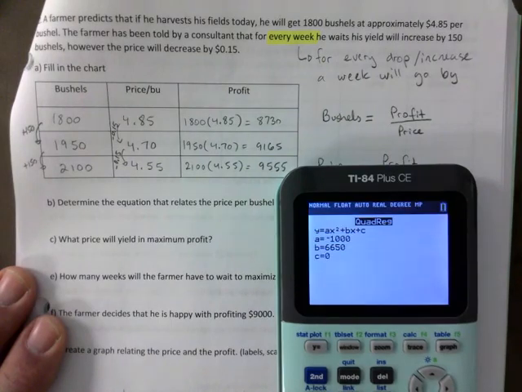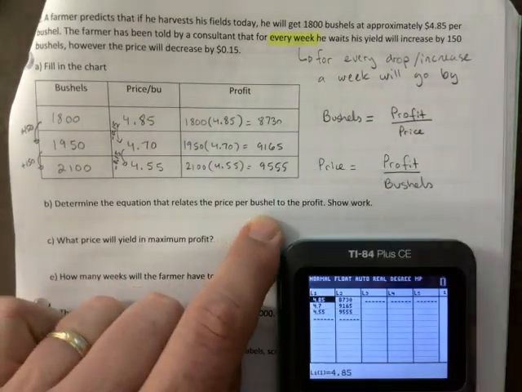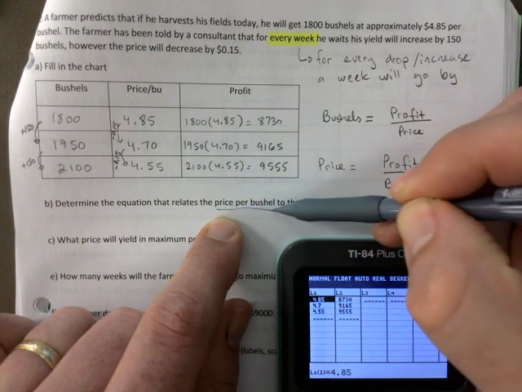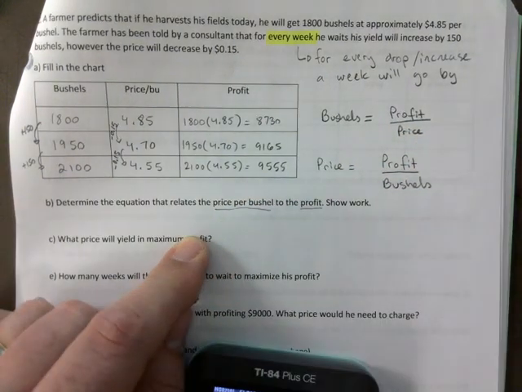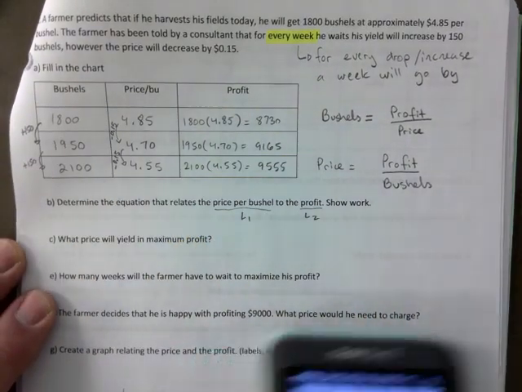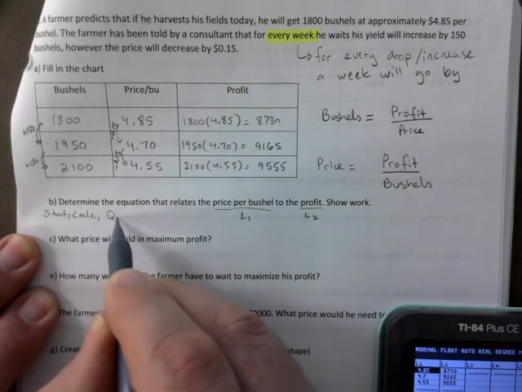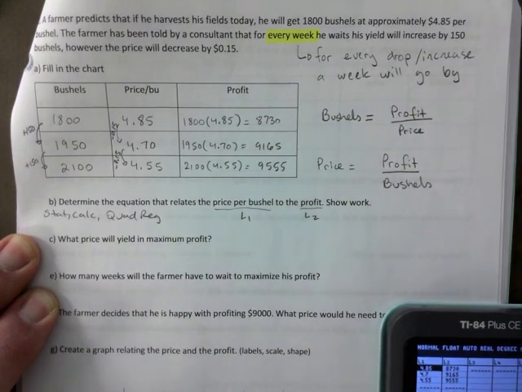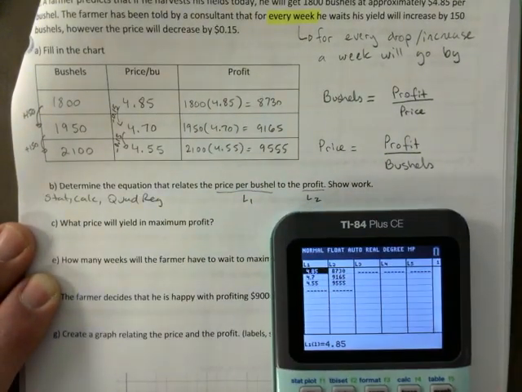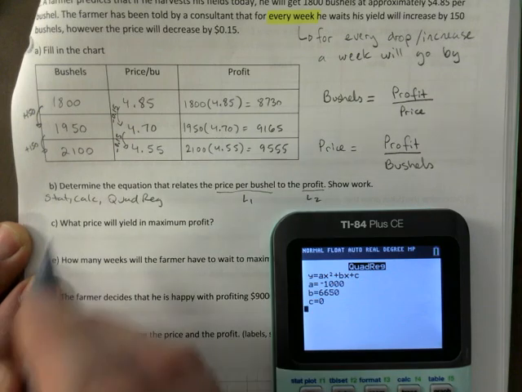So I already typed this in. You can just follow, right? If you want, just watch. So I entered both. It does ask me to relate the price per bushel and the profit, right? So I will put this into L1 and the profit, of course, into L2. And I'm going to go stat, calc, quadratic regression. I'm going to run that regression. I already have it there, so just copy, paste, and there it is.